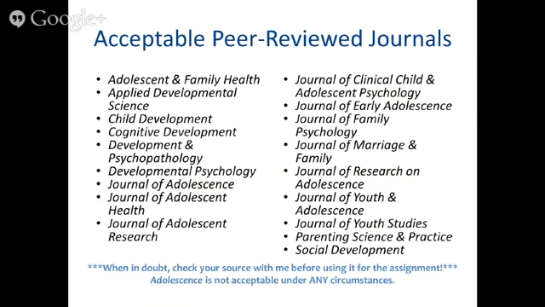Now, the journal with the single word title Adolescence is not acceptable under any circumstances. This journal is not truly a peer-reviewed journal. It's what's called a vanity press. What this means is that researchers pay to publish their articles in it, and just about any article can get published provided the authors pay the publication fees. Now, good research sells itself, and if a study is strong, the researcher shouldn't need to pay in order to get it published.